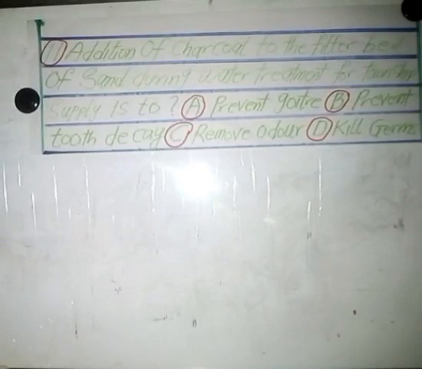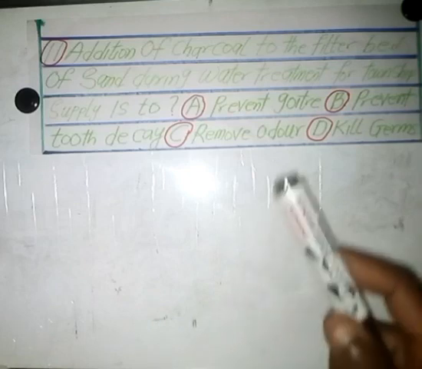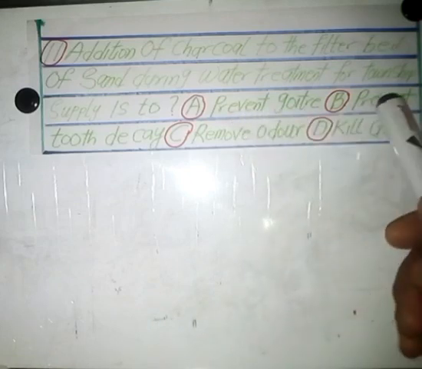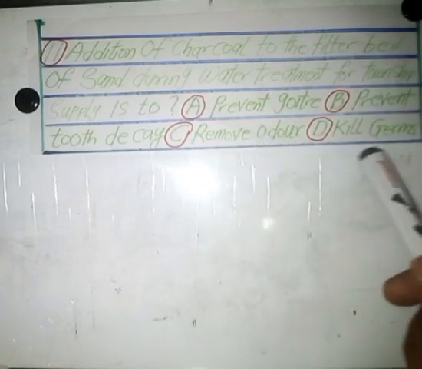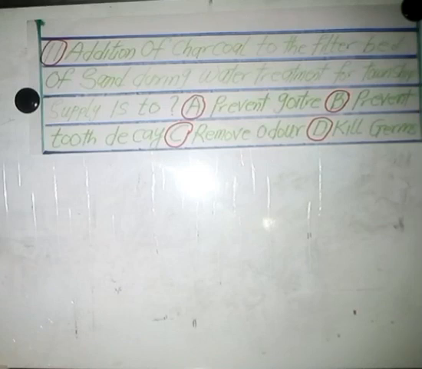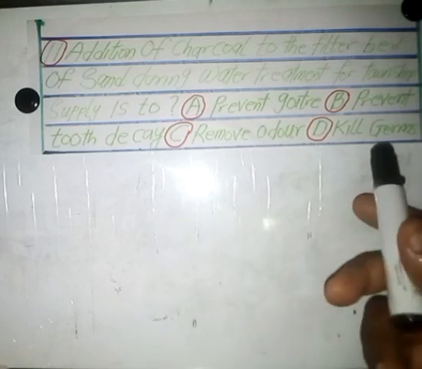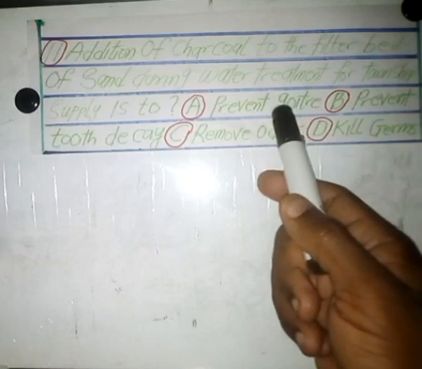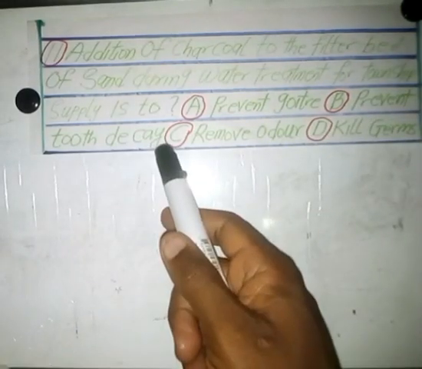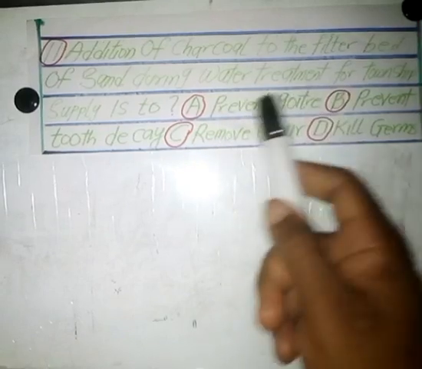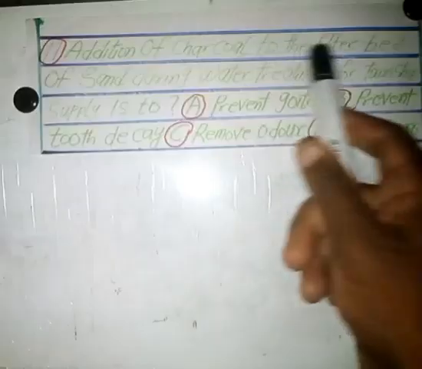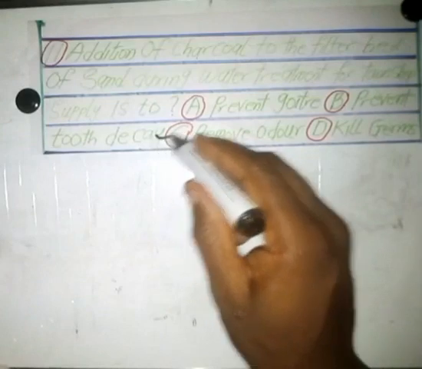Without wasting time. 11. Addition of charcoal to the filter bed of sand during water treatment for township supply is to prevent goiter, prevent tooth decay, remove odor, kill germs. Okay, the answer is to remove odor. To kill germs, they use chlorine. To prevent goiter, iodine. To prevent tooth decay, fluorine. So the reason why they're adding charcoal is to remove odor. So your answer is C.